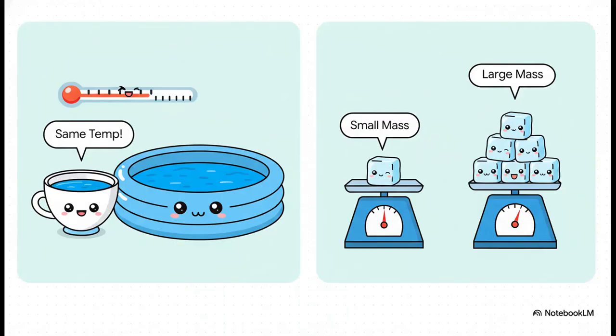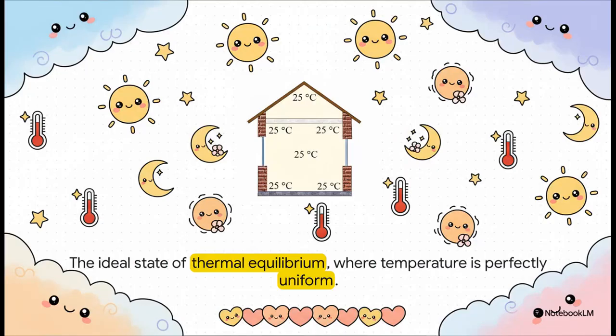And these properties come in two main flavors. You've got intensive properties, like temperature or density, that don't change no matter how much stuff you have. A single drop of water and an entire ocean can both be the same temperature, right? But then you have extensive properties, like mass and volume, which totally depend on how much you've got. Now, in a perfect, simplified world, a system could reach this ideal state called thermal equilibrium. All that means is that every single spot inside our system, inside our house, is at the exact same temperature.